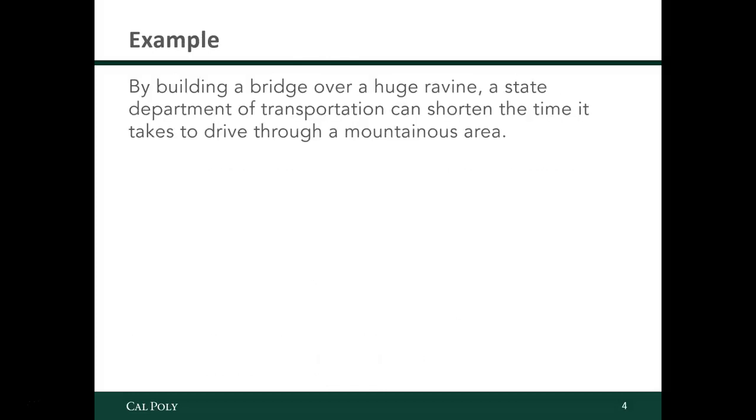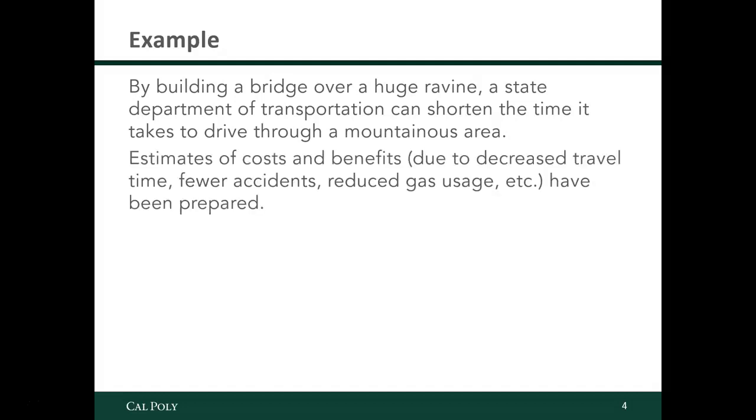So, as an example, we're building a bridge over a big ravine, and the State Department of Transportation can shorten the time it takes to drive through a mountainous area, right? Estimates of costs and benefits, due to decreased travel time, fewer accidents, reduced gas usage, etc., have already been prepared for you. So we already know the net present value of all these things. Typically, maybe on the FE exam, you might have to calculate the net present value for the costs and benefits, but for this one, they've already been calculated for us.